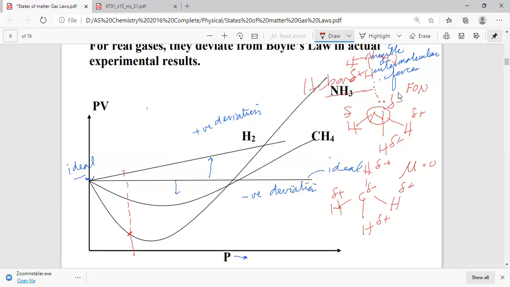Hydrogen not so much, because it's H and also has two electrons. So the force here, the induced dipole, is very small. So for hydrogen here, the volume factor is more important. So you can see here, this fellow here is the one that behaves most non-ideally because of the larger intermolecular forces. You can see later in the questions that come up.